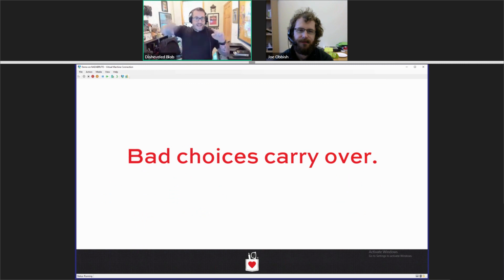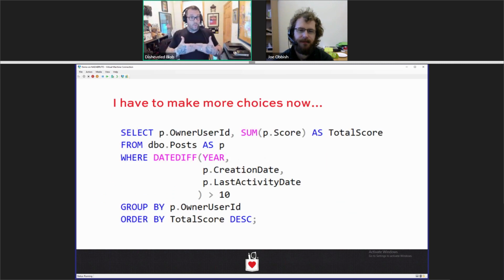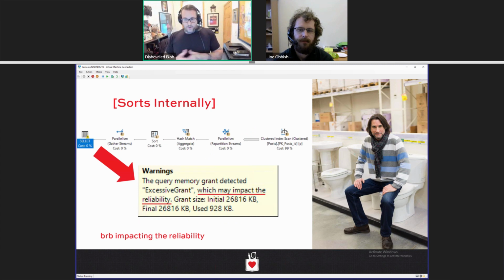Those bad choices carry over to other parts of the plan. So if I now have this query that we know is going to make a bad guess, and now I want it to do other things, some slightly more involved things, those bad guesses are going to impact stuff in the plan. Like, for instance, when I run this query, and now I'm going to do some sorting and some grouping, we're going to get a little warning in the plan. We're going to get that little ding on the select operator.